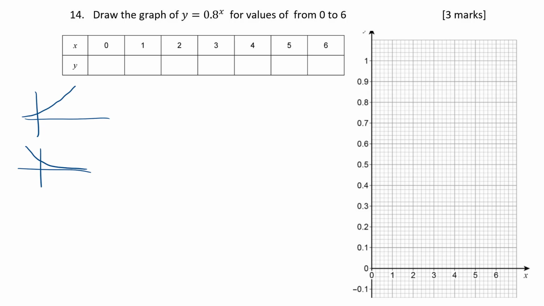Having an idea of what your graph is going to look like before you draw it is definitely a help. Now let's think of the values involved here. 0.8 to the power of x. If x is 0, then I'm raising 0.8 to the power of 0, and anything raised to the 0 is 1. 0.8 to the power of 1 is just 0.8. 0.8 squared, I can still do that one in my head, 0.64. 0.8 cubed, do you know the cube of 0.8? 0.8 to the power of 3 is 0.512.